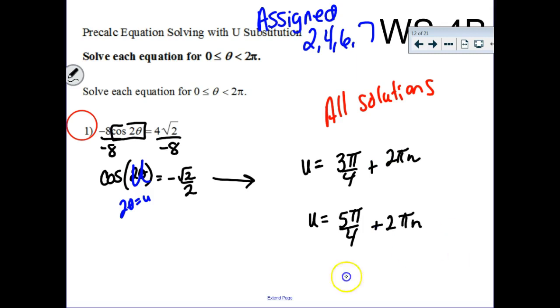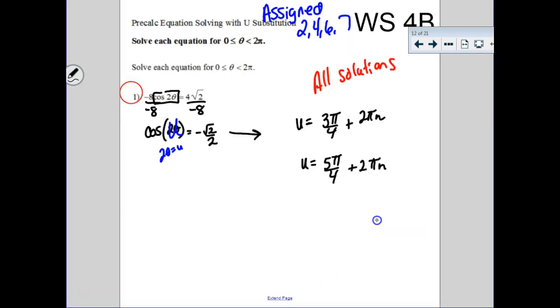But here's the problem. I don't care about the U. I care about x or theta or whatever the question is. So now I have to go back and say U is not a thing. U is actually 2 theta. And I need you guys to help me solve for theta. So you can either multiply everything by a 1/2, or you could distribute a 2 to every denominator. That's the same thing.